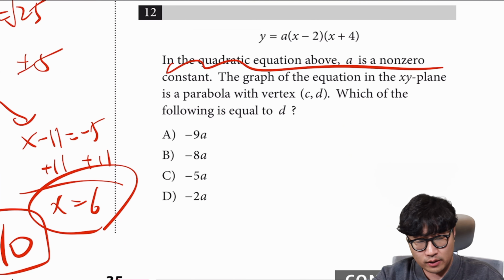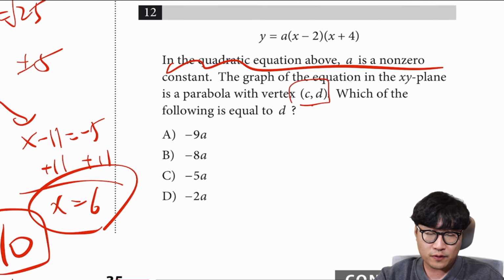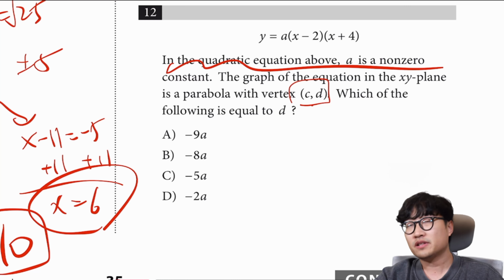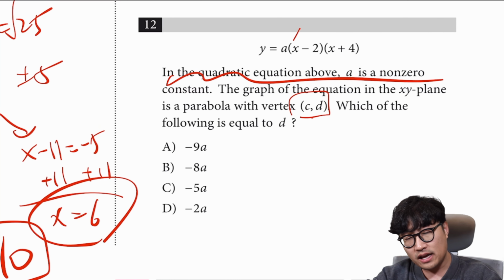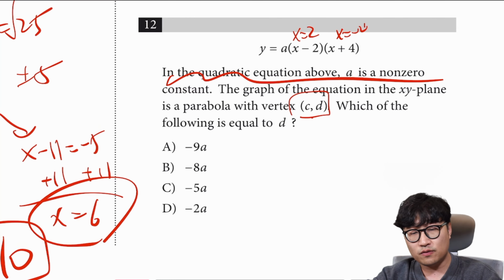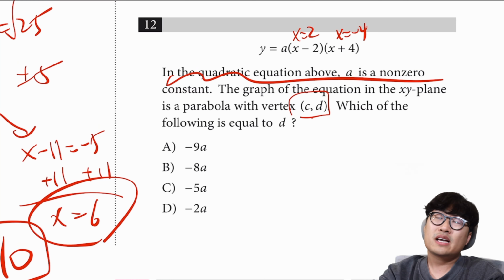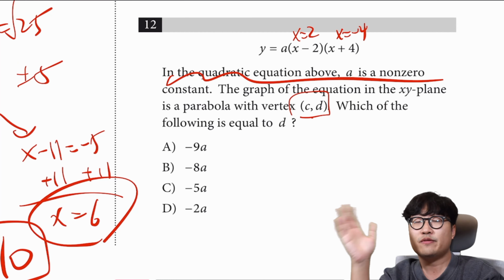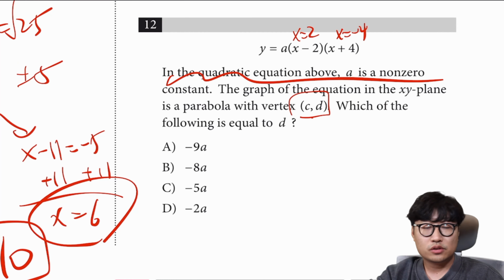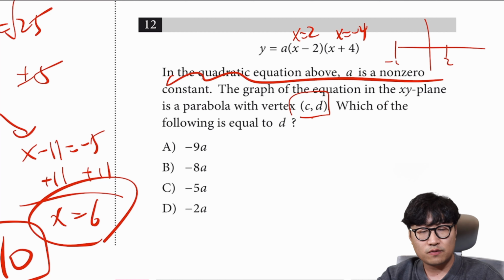Number 12. Quadratic equation in the xy plane, parabola with the vertex (c, d), which of the following is equal to d? Well, first of all, it's a parabola, so it's perfectly symmetrical. So the two zeros you get, x is equal to 2 and x is equal to negative 4. Well, the x coordinate of the vertex would have to be right down in the middle of those two. So if you got something like 2 here and negative 4 here, then it would have to be right in the middle at negative 1.